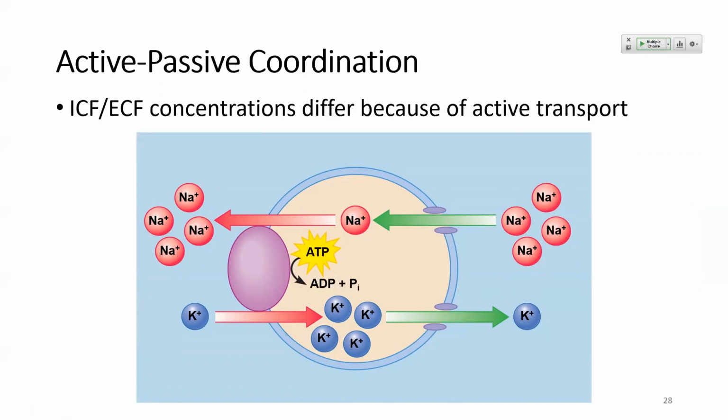So the coordination, basically, the pump along with the channels acting in concert, helps to maintain the relative ion concentrations. This is why in the extracellular fluid we see more sodium, because of the coordination of these two types of transport mechanisms. And this is why also in the extracellular fluid we see less potassium. We have potassium building up inside the cell, and we have sodium building up on the outside of the cell because of the coordination of these two mechanisms.